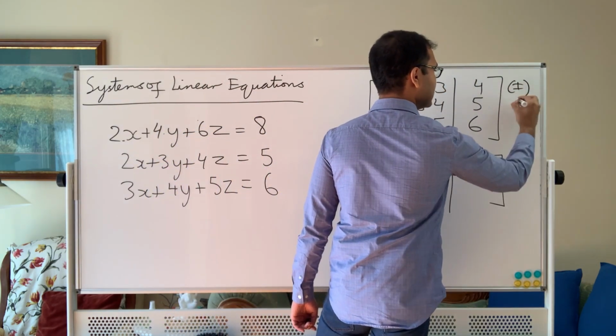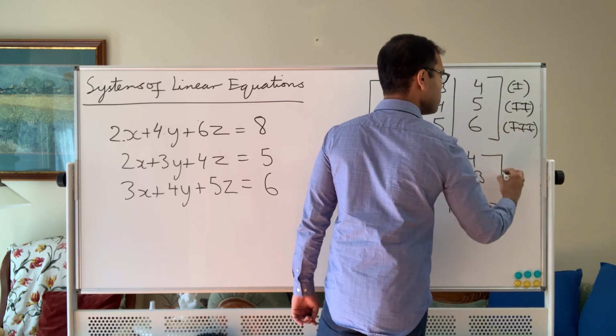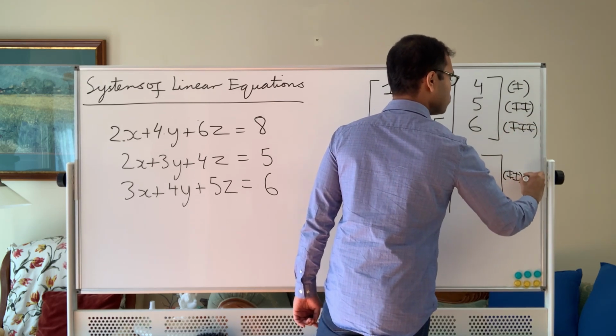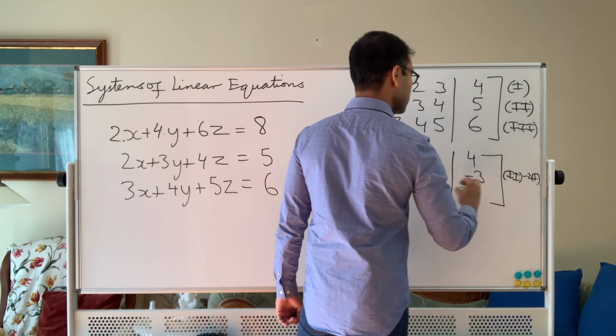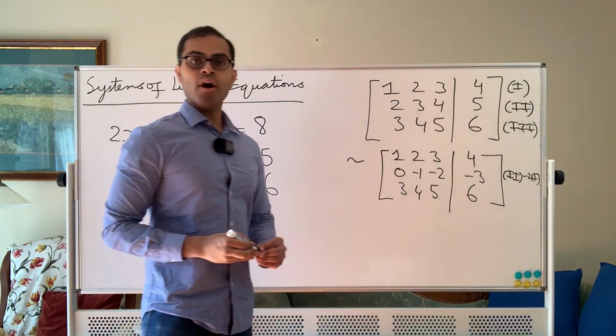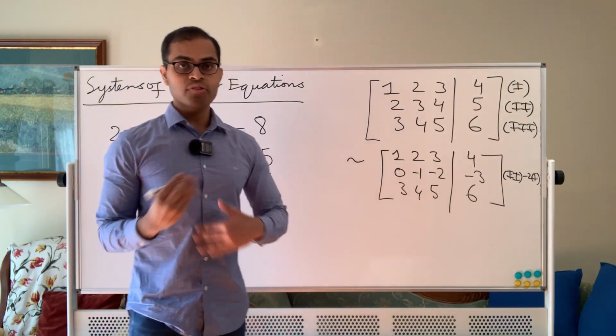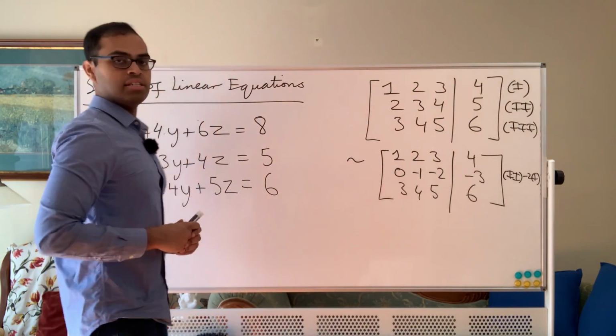So what we can do is label this as the first row, the second row, and the third row. And here we've done the operation II minus twice times I. And we get 3, 4, 5, 6. This is what is called a row operation. It's created a 0 here. And we'll see that by creating enough zeros, we can solve the original system of equations.